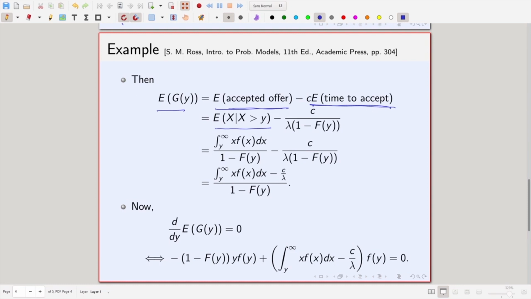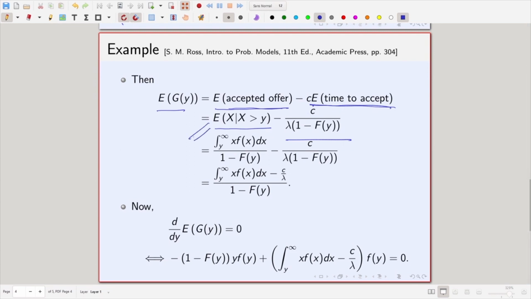That follows because you accepted the offer, minus C times the time to accept. Remember, the time to accept is the time until the arrival of the first offer of size greater than y. That has an exponential distribution with parameter lambda times (1 minus F(y)). So its expectation is just 1 over the parameter, and you get C times C divided by lambda times (1 minus F(y)). That is the expected time to accept. C is just the rate at which you incur the loss.